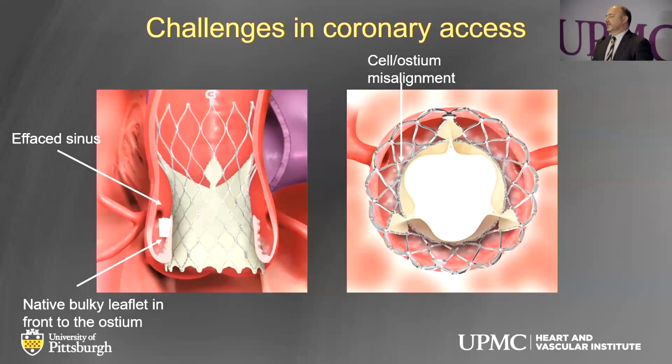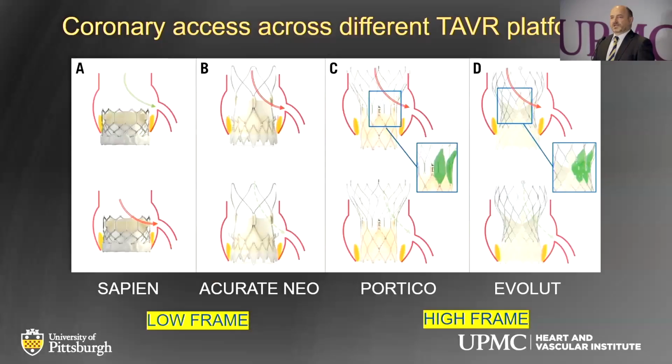And some of the mechanical issues related to the valve: you can have cell and ostium misalignment, so it's not necessarily commissural alignment, but the metal part of the valve sits right in front of the coronary, or you can have commissural misalignment, where the commissure of the new valve sits right in front of the coronary.